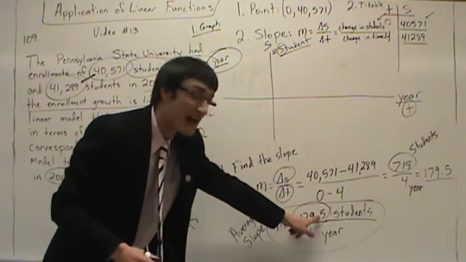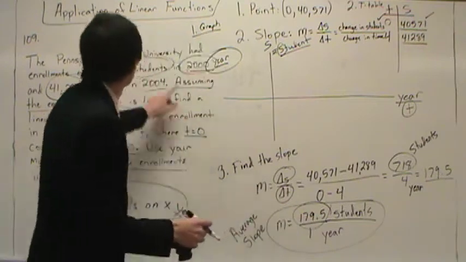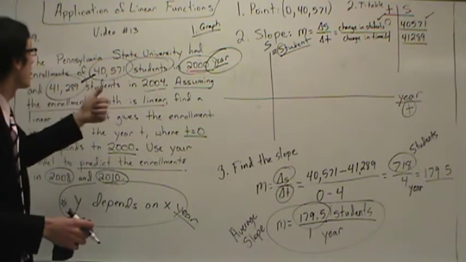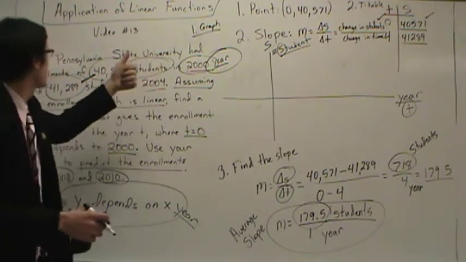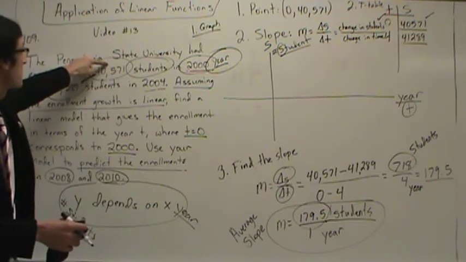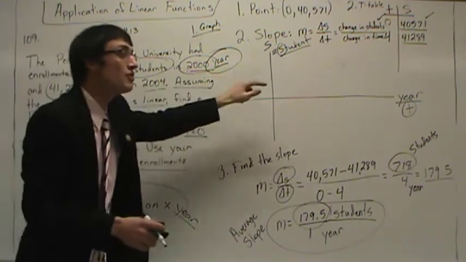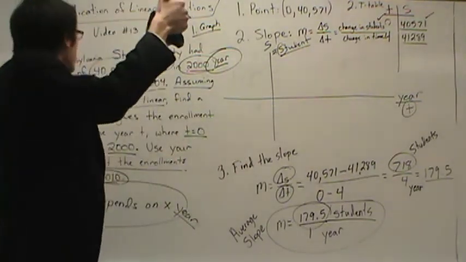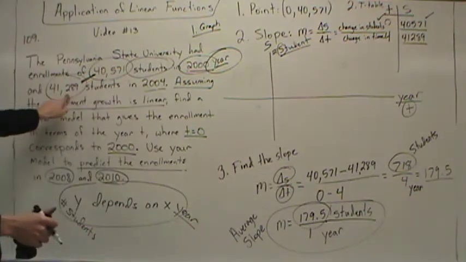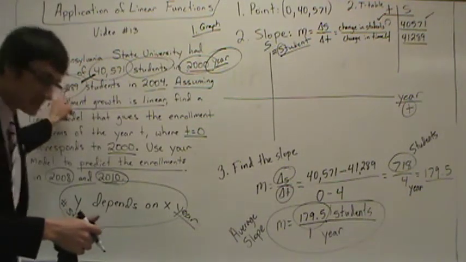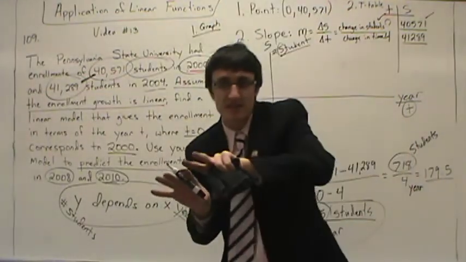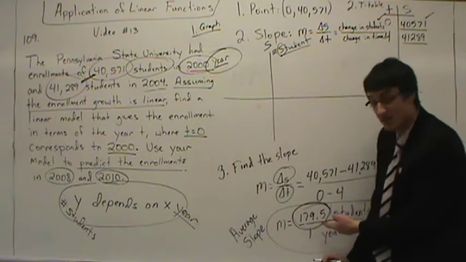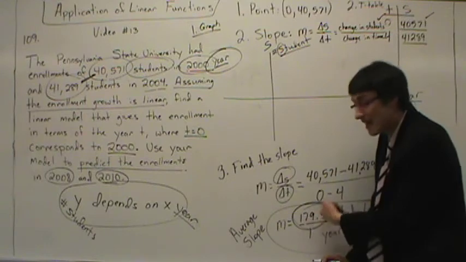Well, hopefully you say you can't have a half a student. My question is, could the population of students from 2000 to 2001 have gone up by, say, 200 students, to 40,700 students, and then in 2002 have dropped a little bit, and then in 2003 shot back up a lot more, to level off in 2004 at 41,289 students? Yes. The population may not have necessarily gone up at a constant exact rate of 179.5 students per year, which actually could not happen. You cannot have a half a student.